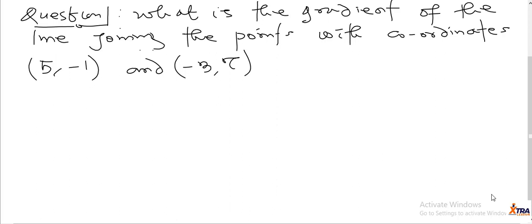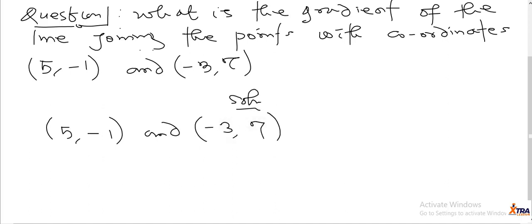Now they said, what is the gradient of the line given the point with the coordinates (5, -1) and (-3, 7)? So we have to find the gradient of this with the coordinates (5, -1) and (-3, 7). So we know that this first one is x1, y1, and this is x2, y2.